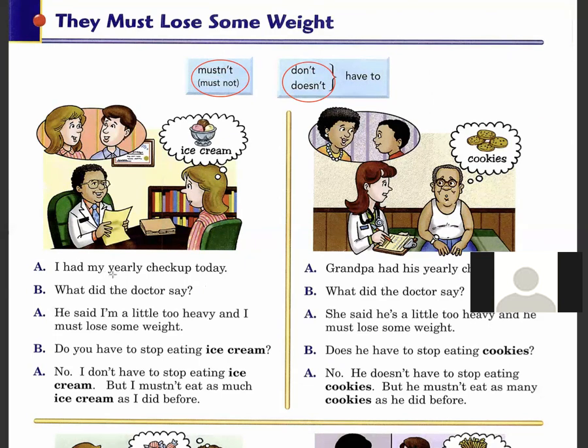I had my yearly checkup today. What did the doctor say? He said I'm a little too heavy and I must lose some weight. Do you have to stop eating ice cream? No, I don't have to stop eating ice cream. But I mustn't eat as much ice cream as I did before.